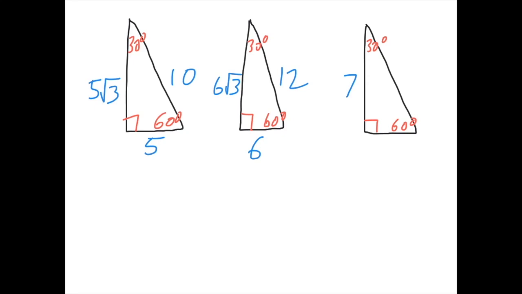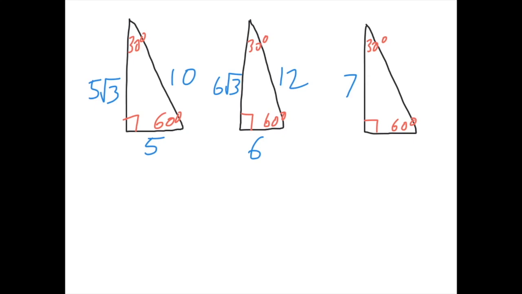Now we have one more 30, 60, 90 triangle, and I say the long leg is 7. So again, everything revolves around the short leg. So we have to go from the long leg to the short leg. To get from the short leg to the long leg, we multiplied by the square root of 3. So to get from the long leg to the short leg, we have to divide by the square root of 3.